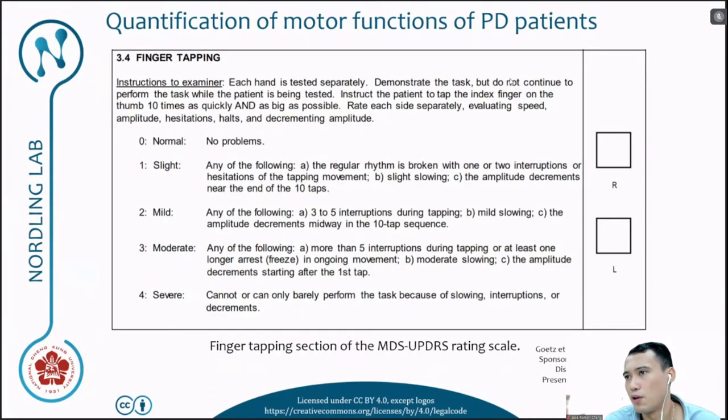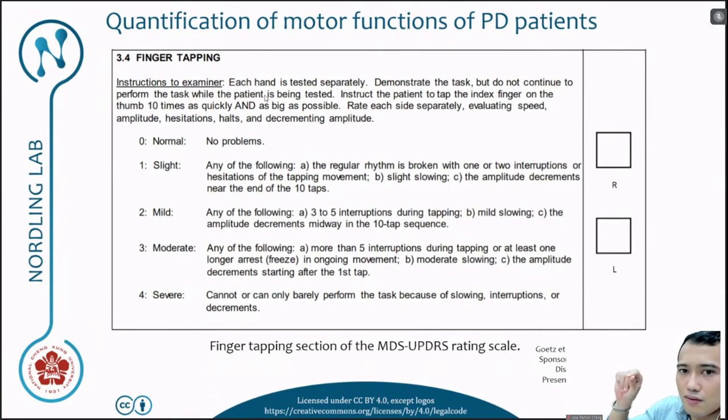So, for example, here I have an extract of the finger tapping section of the MDS-UPDRS score. Here I would like to point out several things. For example, the name of the test is called finger tapping. And here they have the instructions to the examiner, telling him how to do the test. They tell him that you need to demonstrate the task, but not while the patient is doing the task. And for this finger tapping test, you need to tell the patient to tap his index finger and thumb as fast and as big as possible.